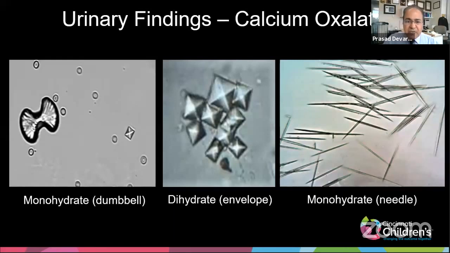Just to remind us, mostly urinary oxalate crystals look like envelopes. Those are the dihydrate form, but we can also see the monohydrate form, which is dumbbell-shaped, and you can see monohydrate forms, which are needle-shaped. And sometimes you can see multiple forms of calcium oxalate. And it's important to determine this because, as you'll see later, the type of crystals determines how hard or how soft the kidney stone is going to be.